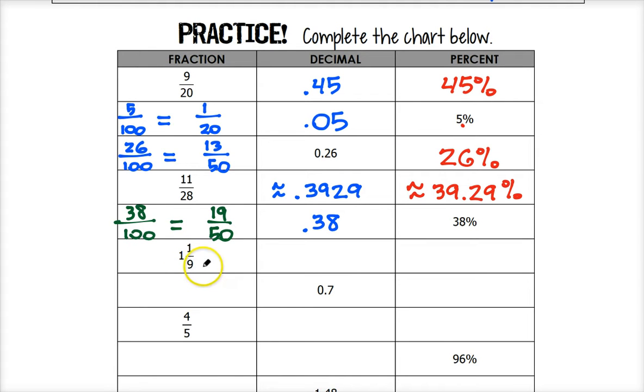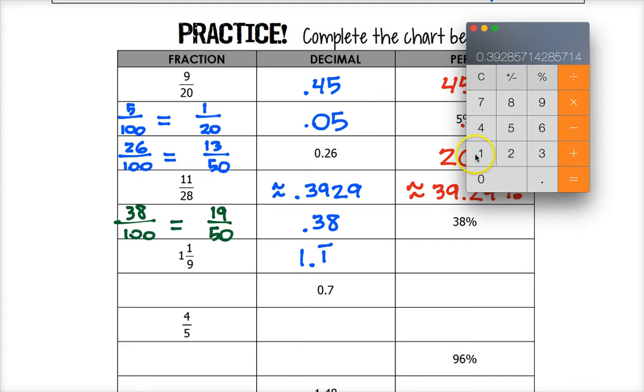1 1/9. So anytime you have a fraction and the denominator is 9, that tells you that you're going to get a repeating decimal. In this case, the decimal is going to be, we have a whole number of 1. And 1/9 as a decimal would be 0.1 repeating. It's just going to be the numerator repeating. Okay, if you don't believe me, try 1/9 on your calculator. 1 divided by 9 is 0.1 repeating.